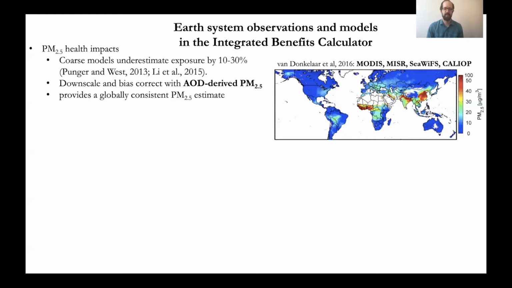high-resolution maps. We then take these maps and assimilate them into our model calculations to both downscale our estimated PM2.5 to a higher spatial resolution and also bias correct our model where we're seeing significant differences between our purely model-based estimates and this kind of observationally constrained value of PM2.5.